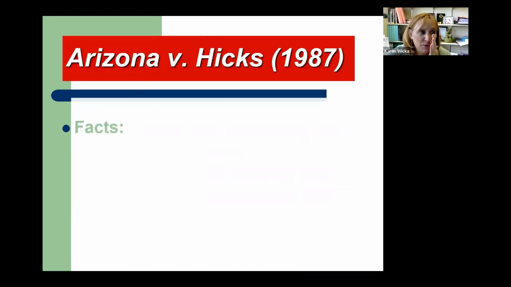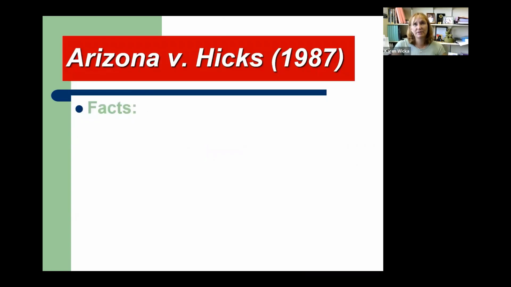So this was Arizona versus Hicks. The police receive a telephone call that there was a shot through their floor, and a bullet came through their floor into their apartment. So police immediately respond and go to the apartment below. They ring the doorbell, nobody answers. So they go in, which they can, which we'll talk about next week when we talk about exceptions to warrants.